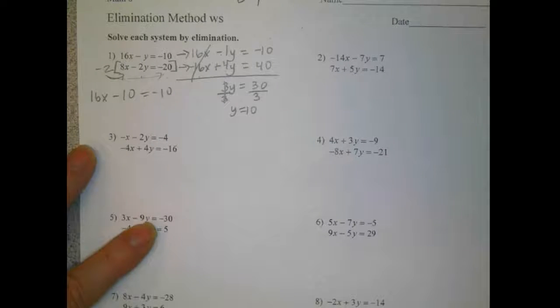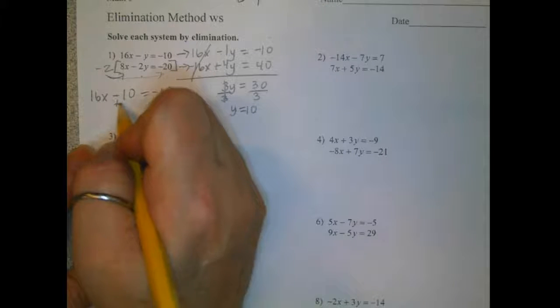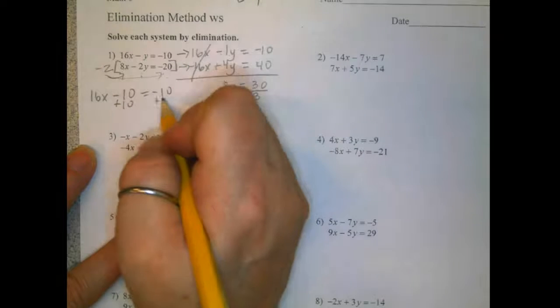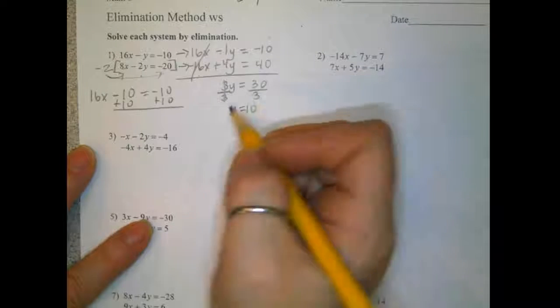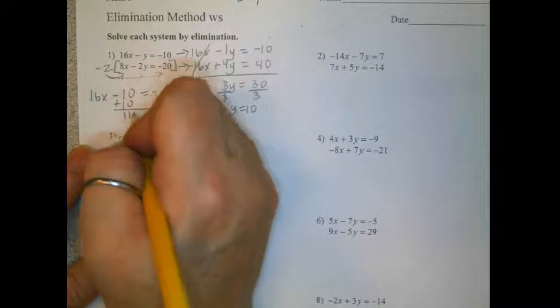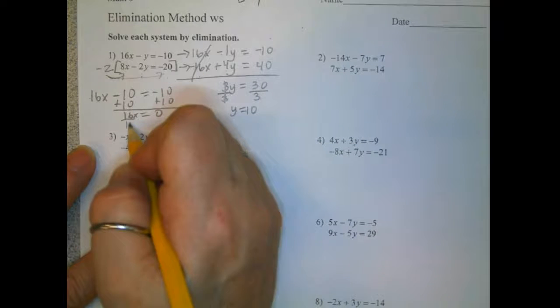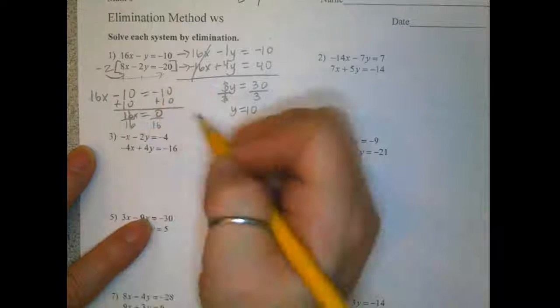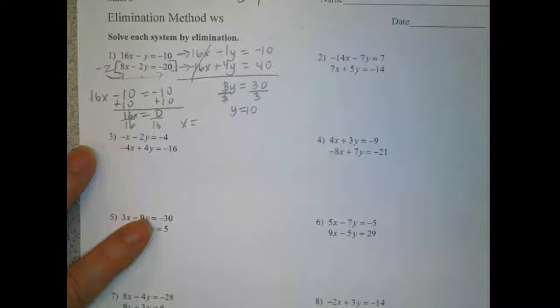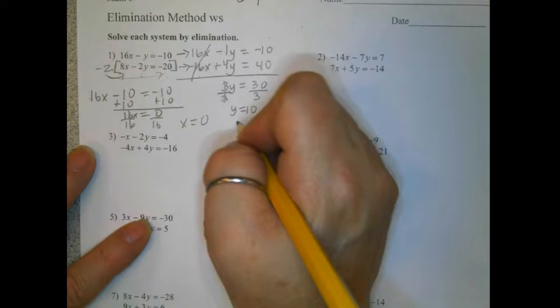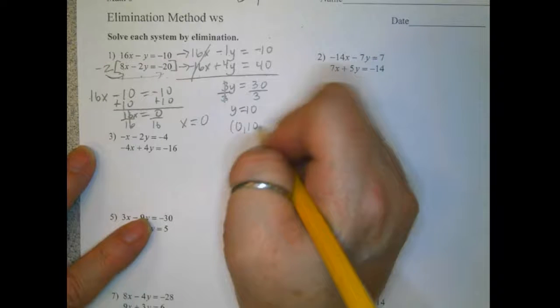Oh, okay. I see what I'm doing. Okay. So I'm going to go ahead and add 10 to both sides. No, it's going to work. So that leaves me with 16x is equal to 0, right? And when I divide both sides by 16, what does x equal? X equals 0. So my new ordered pair is going to be 0, 10.